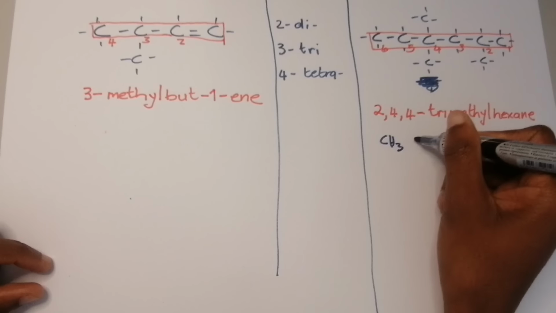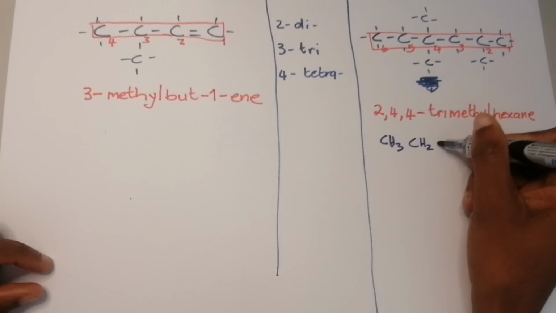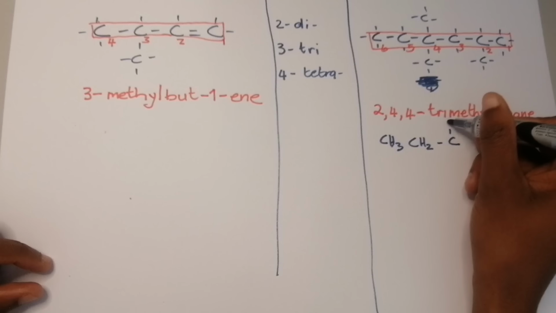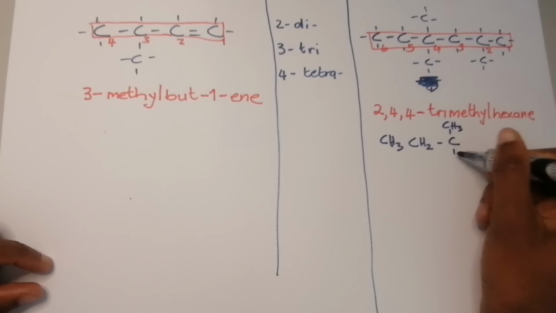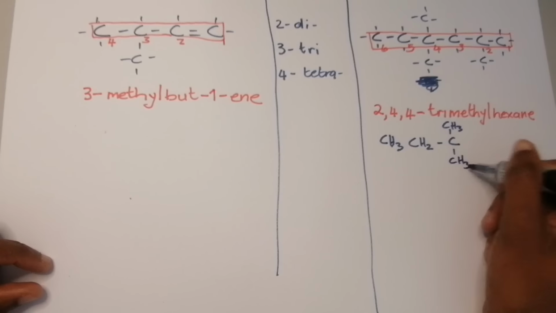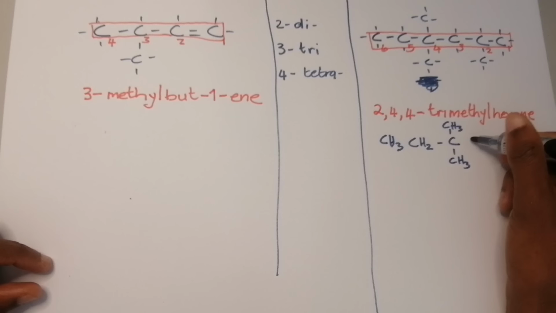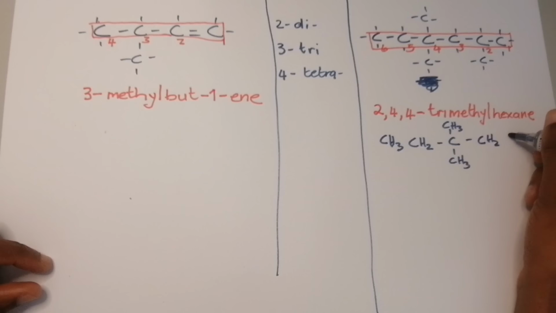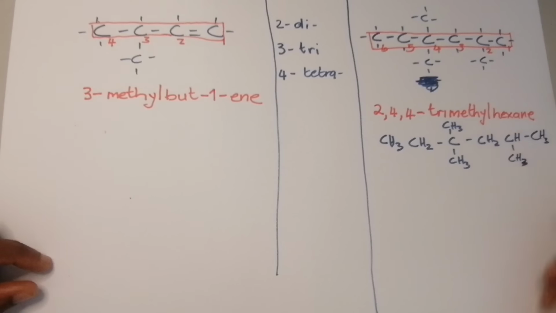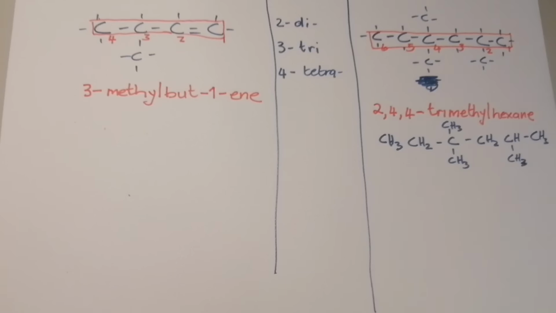that would be CH3, CH2, you'd have C, CH3, CH3, and by the way, I'll show you something else there. CH2, CH2, CH3, and CH3. Okay, that's what it would look like in condensed formula.